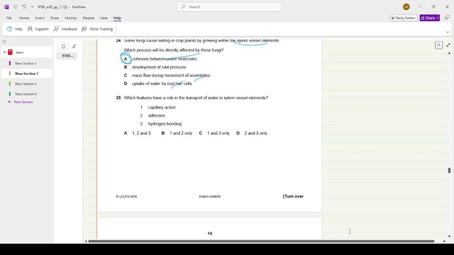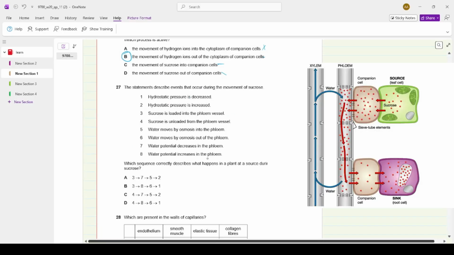25. Which features have the role in the transport of water in the xylem vessel elements? Capillary action, yes. Adhesion and cohesion. Hydrogen bonding for cohesion, again yes. So here the best answer was all of them, 1, 2, 3. So the best answer would be A. Okay, moving to number 27. The statement describes events that occur during the movement of sucrose. So these are the statements, and then they are saying which sequence correctly describes what happens in a plant at the source during movement of sucrose.